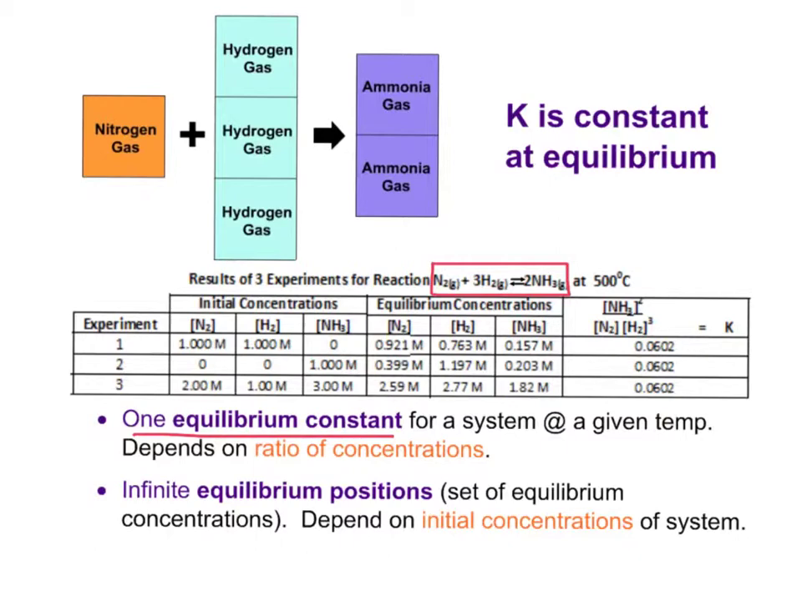There is another term called the equilibrium position. The equilibrium position is basically the set of equilibrium concentrations. These individual values are the equilibrium positions. And there's an infinite number of those because they depend on the initial concentrations of the system. When we put different initial concentrations in, we will get different equilibrium positions. But we will always have one equilibrium constant.